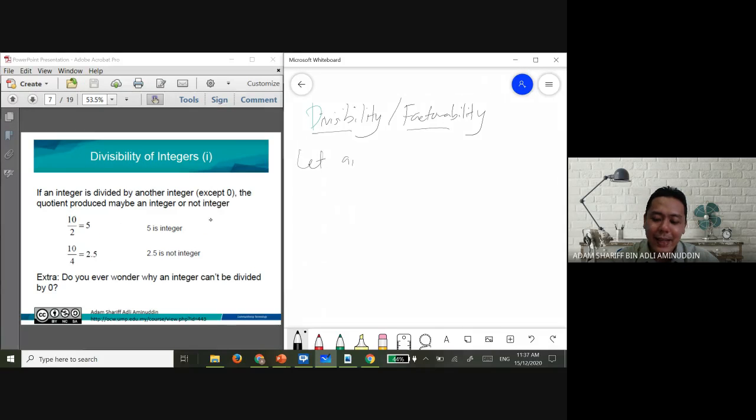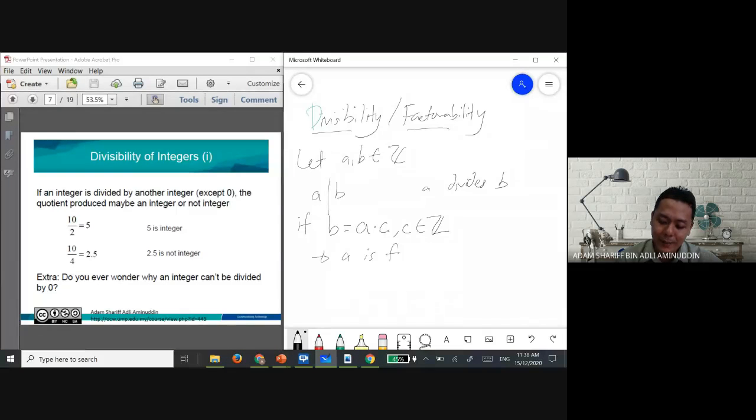Let A be an element of the integers. A is a factor of B, or A divides B, if B can be represented equally as the product of A times C. This C must be an integer. In this context, A is a factor of B. Vice versa, B is a multiple of A.